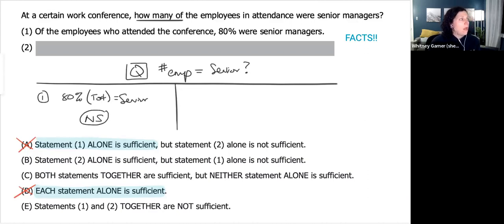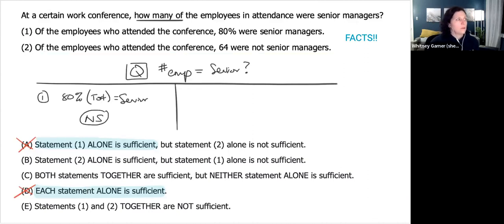All right, next up, I'm going to move into statement 2. Now, the key here when I start to read statement 2 is that I need to forget statement 1 for a moment. Because again, in B, statement 2 is alone, but not statement 1, means that I need to think about statement 2 in a vacuum, all by itself, ignoring what I know about statement 1. So statement 2 says of the employees who attended the conference, 64, I have a real number, 64 were not senior managers. Well, I don't know from just statement 2 the relationship between non-senior managers and senior managers. So there's no way for me to connect that 64 back. And so statement 2 is also not sufficient. I'm going to eliminate statement 2. I'm going to take that off the menu.